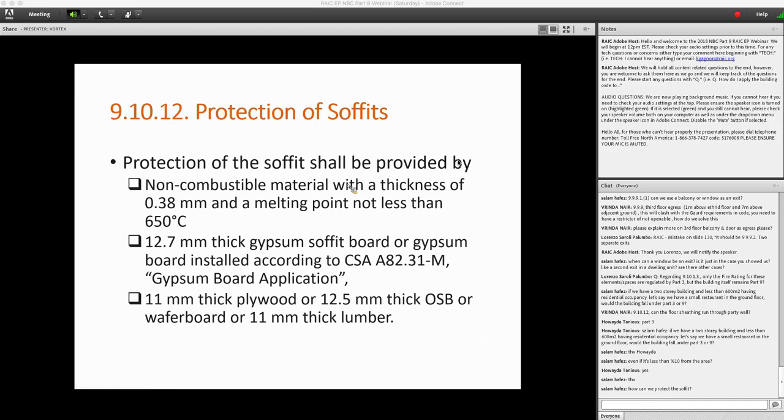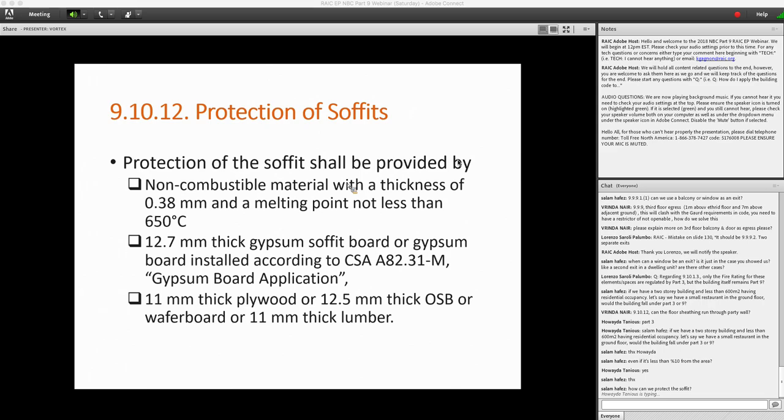Now, how do we protect the soffit? Protection will be by a non-combustible material with a thickness of 0.38 millimeters and a melting point not less than 650 degrees Celsius. You can also use your regular half-inch gypsum soffit board or gypsum board that is installed in accordance with the CSA standard. And you can also use an 11 millimeter thick plywood or 12.5 millimeter thick OSB, oriented strand board, or waferboard, or 11 millimeter thick lumber.